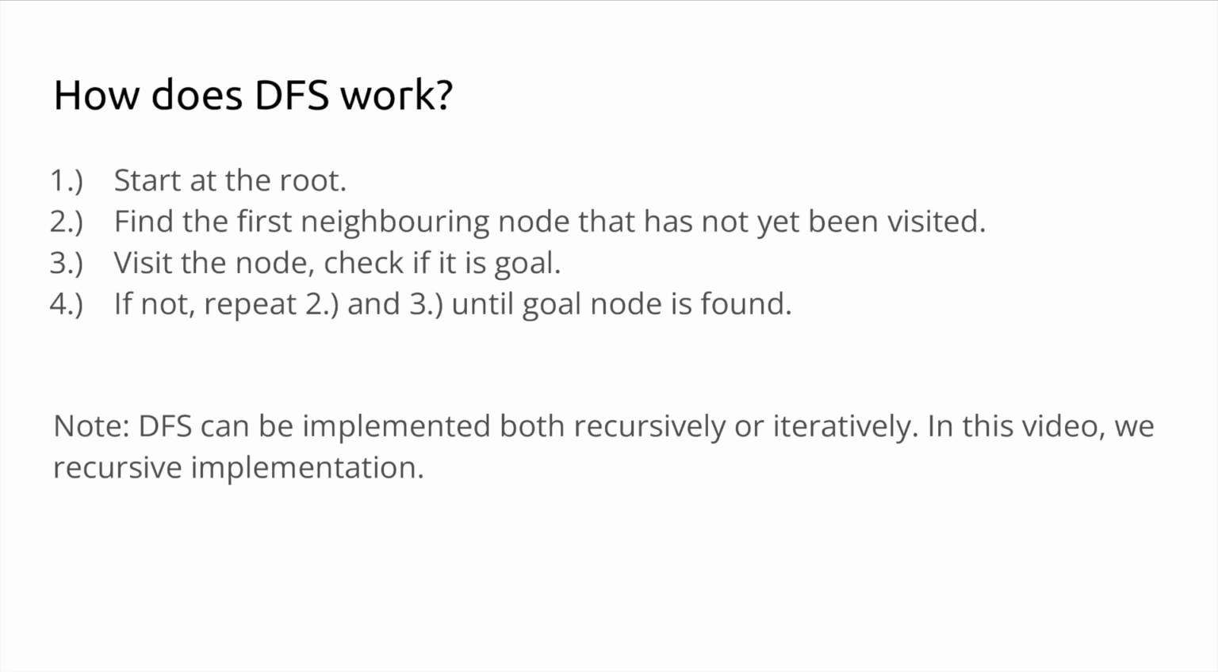How does DFS work? DFS works by starting at the root node and finding its first neighboring node that has not yet been visited. Visit that first neighboring node and check if it is a goal. If not, find its neighboring node again and do the checking to see if it's a goal or not, and repeat until the goal is found. We will look at the implementation in details later, but know that DFS can be both implemented recursively and iteratively. In this video, we implemented the algorithm recursively.